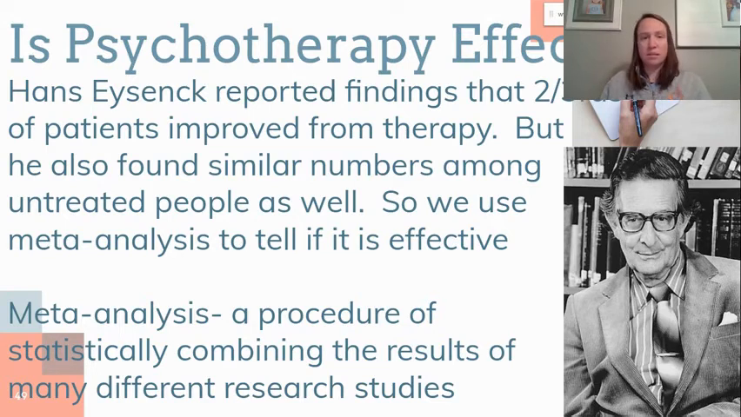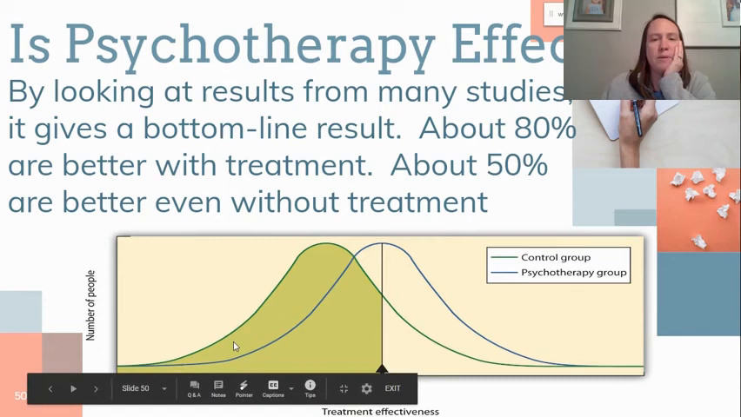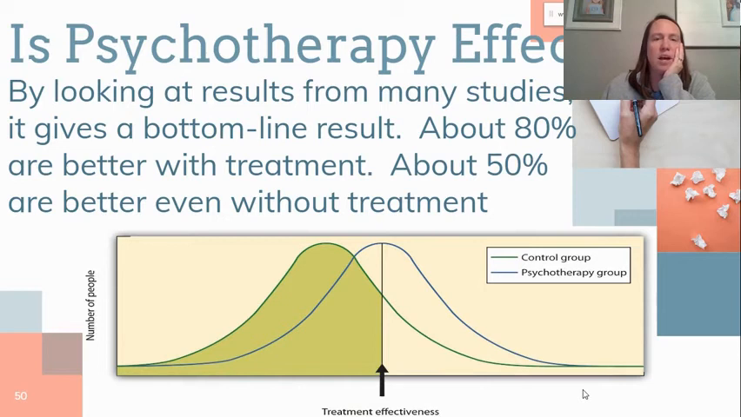So we look at lots of research studies like this one of Hans to get an overall answer to, is it effective? And there's your meta-analysis picture at the bottom. The control group would be people who did not receive treatment, and you can see it can be pretty effective. The blue line is people that did receive treatment, and you see it's just slightly more effective. So about 80% of people that receive treatment are better. About 50% of people who do not receive treatment are better. So even if you don't receive treatment, there's still hope. You know what I'm saying?